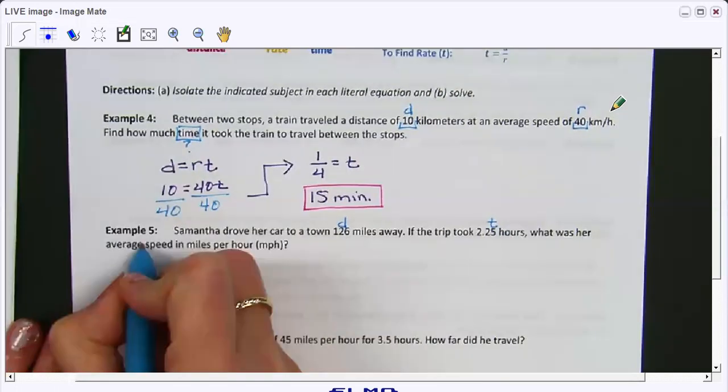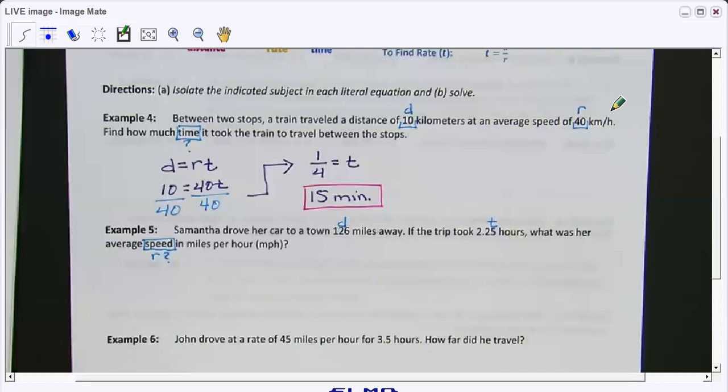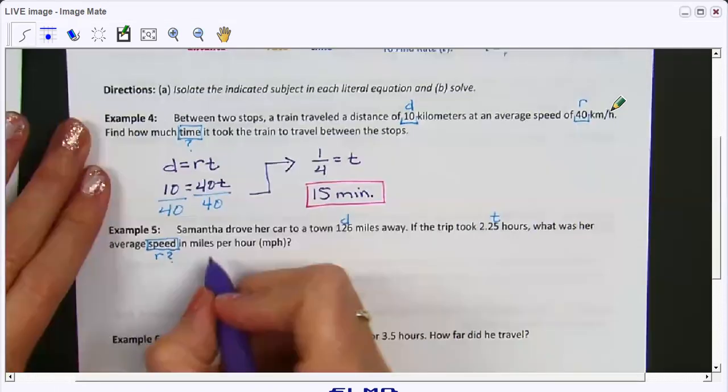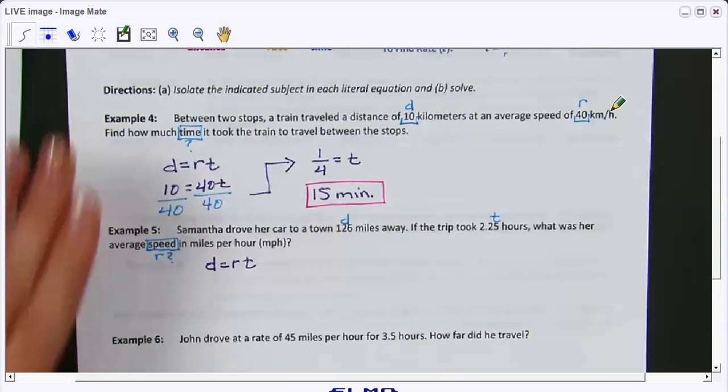What did I say speed was? Rate. So we're looking for the rate. So let's write down our formula. Always write down the formula that you're using, then plug in your numbers. Writing down the formula is part of working on the problem, and if you don't write out the formula, points are deducted. So here we go, D equals rate times time.